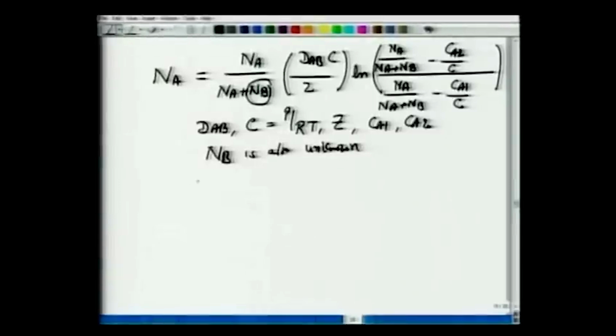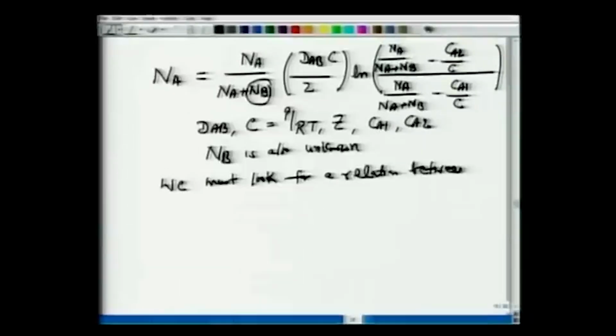Which means we must look for a relation between Na and Nb. All it means is that we have to take some special cases in which we can have one more independent equation to solve for Na.